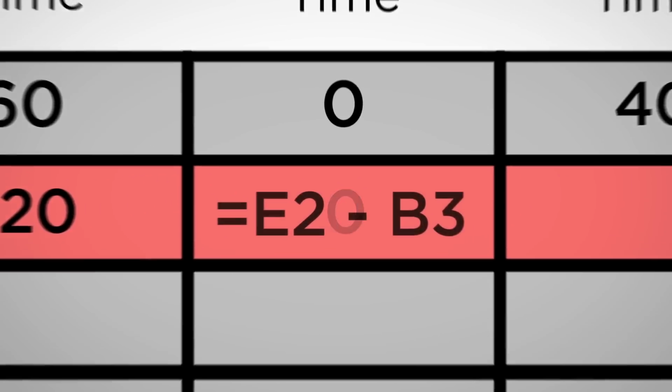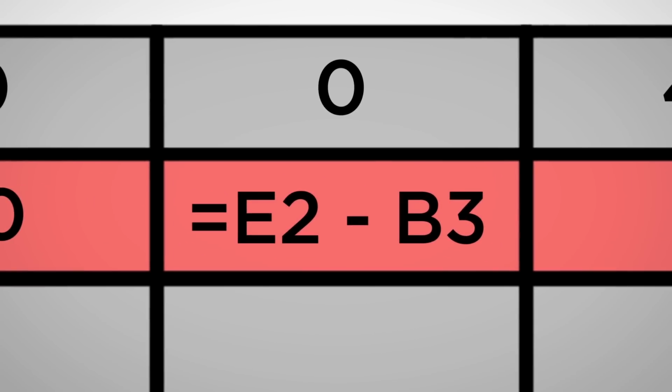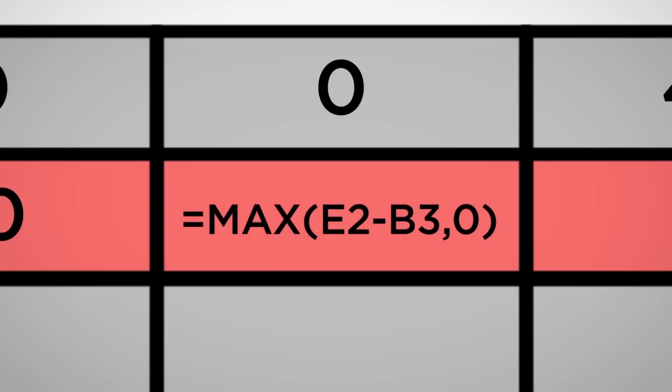So how do we square these two formulas? The way to do this is to put a max between E2 minus B3 and 0. And that's just going to ensure that if we were going to have a negative wait time according to our wait formula, we move this to 0 because nobody can wait a negative time.